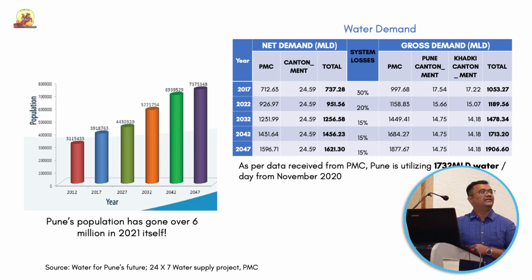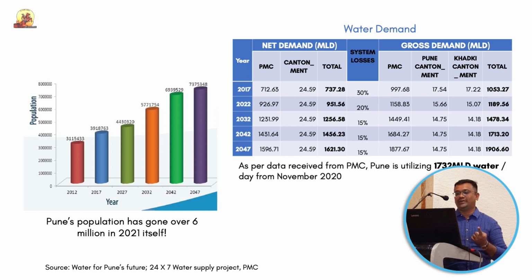This is a slide from Pune Municipal Corporation. They presented this slide in one of their presentations, wherein they also know that we are facing water scarcity. To solve that, they have predicted the population growth, and according to their prediction, somewhere between 2035 and 2037, we will cross 6 million. But the fact is, we already crossed 6 million population in 2021 itself.